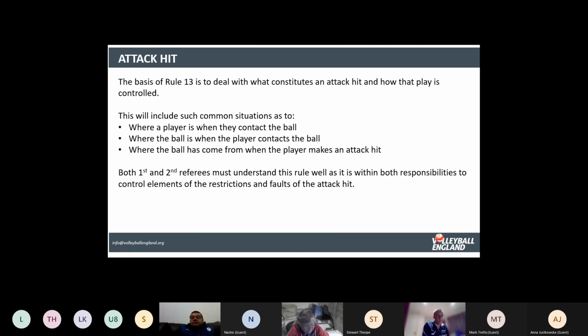And both first and second referees should understand this rule well, because both of you have a role in controlling aspects of the attack hit, and it's within both referees' responsibilities for certain elements of the faults to be whistled. And you need to work as a team, and we'll get to one of the key points as to why it's good to work as a team on the attack hit, certainly the back row attack hit, in a minute.